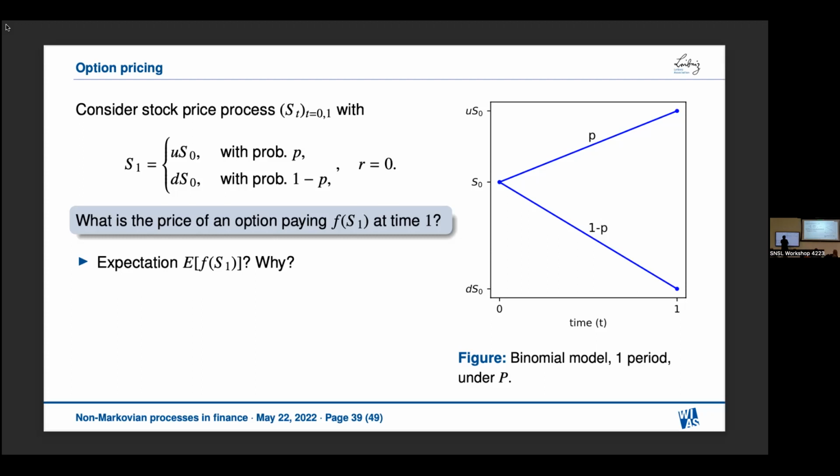So V zero, the value of the option at time zero, is equal to phi zero plus phi one S zero, which is the value of the portfolio. And it turns out if you write down the phi zero and phi one, this is equal to Q times e to the minus r F of U S zero plus one minus Q times e to the minus r F of D S zero, for some value Q between zero and one.